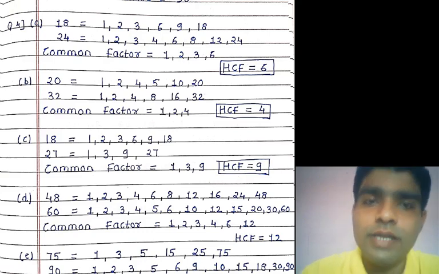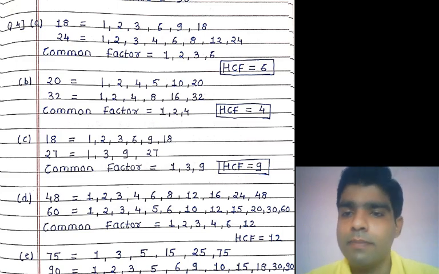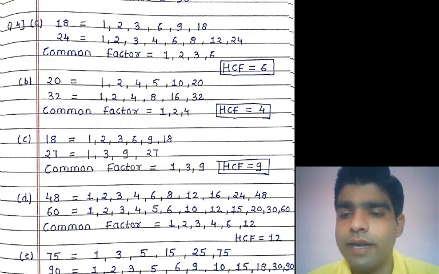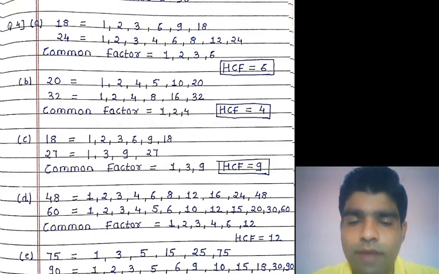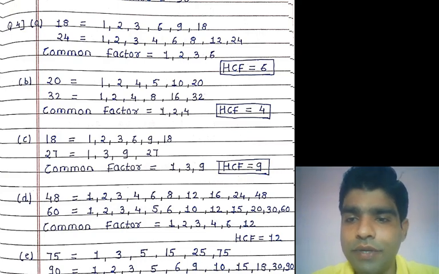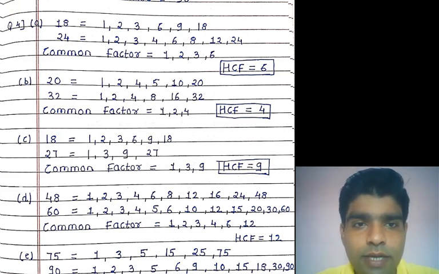Now examples B, C and D are based on the same method: we have to find the highest common factor. Let us explain them one by one. The second example is: find the highest common factor of 20 and 32. First we find the factors of 20, and then the factors of 32.